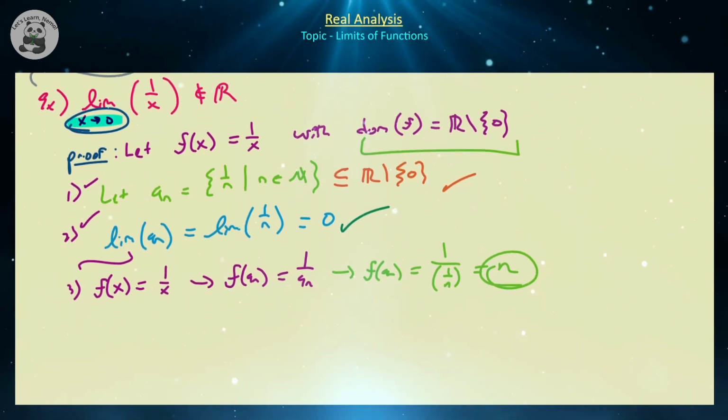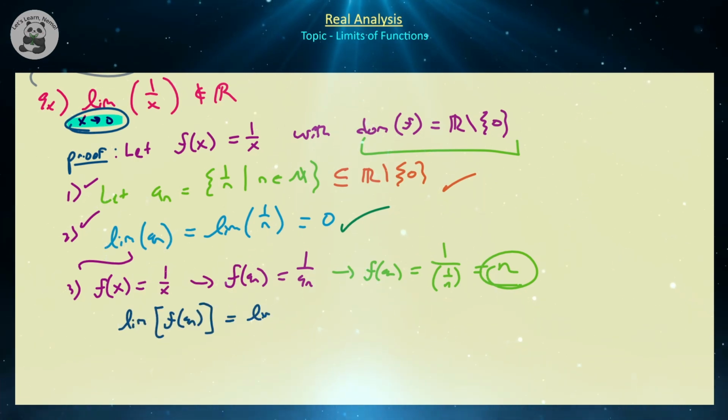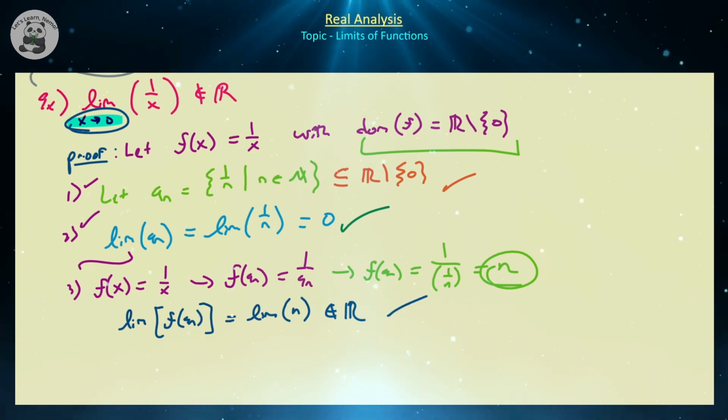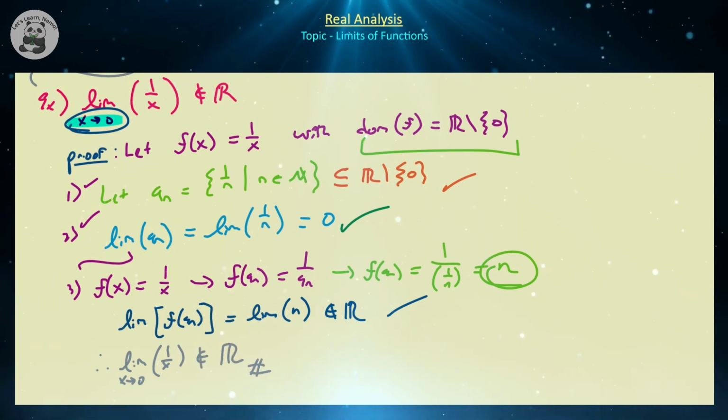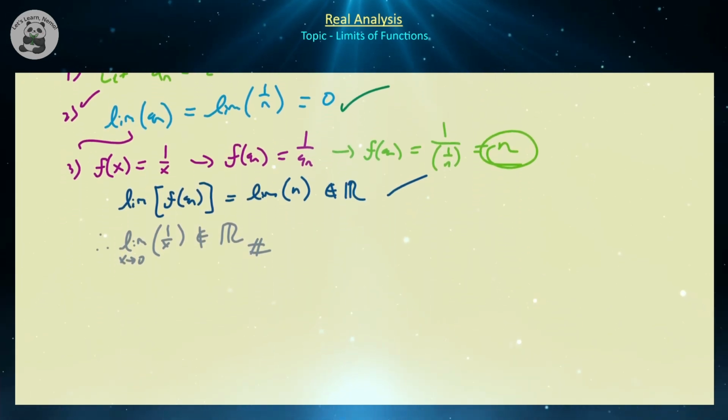So how do we show that? What is the limit of f of a_n? That's just precisely the limit of n, the identity sequence. So we know that n is an increasing sequence and it's not bounded above, therefore it diverges. So therefore the limit does not belong to the reals. So since we satisfied these three criteria, then the limit as x approaches 0 of 1 over x also does not belong to R. So that is the formal way to show that the limit does not exist.